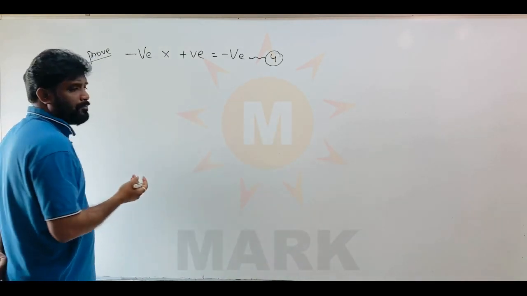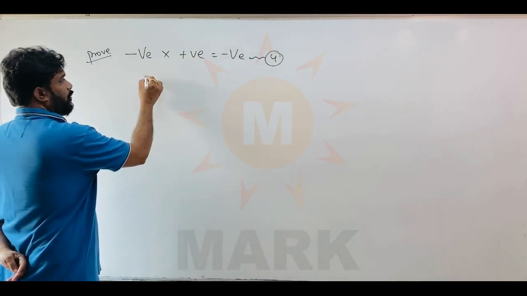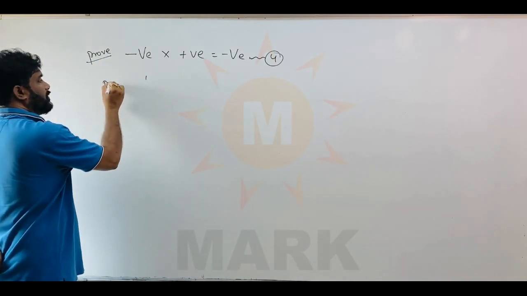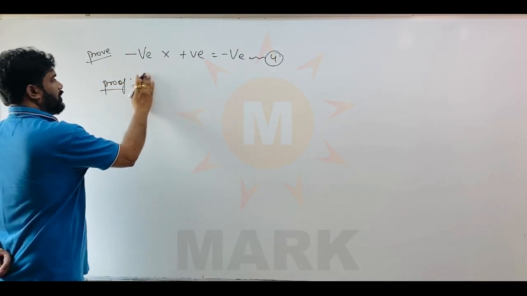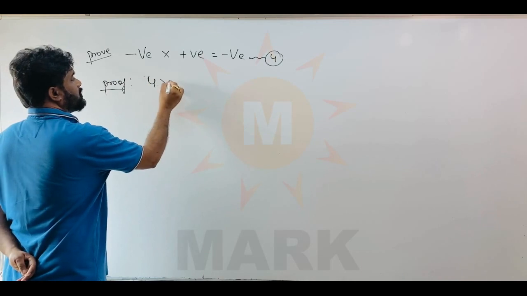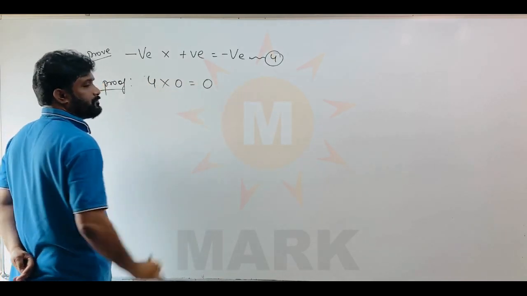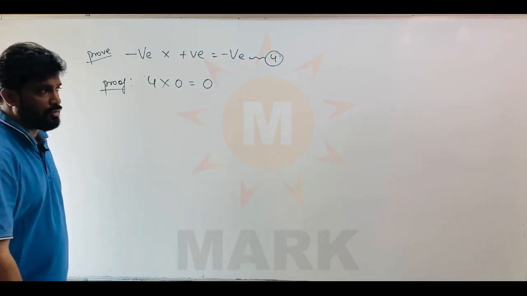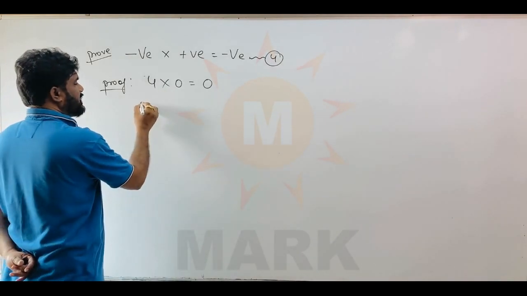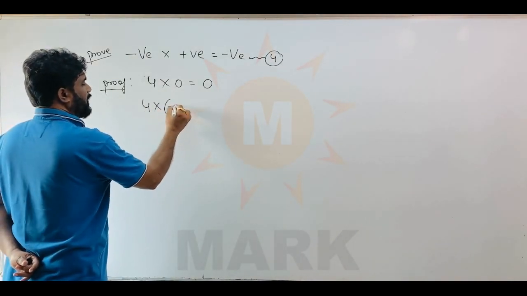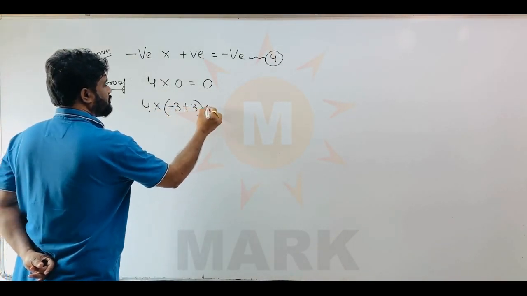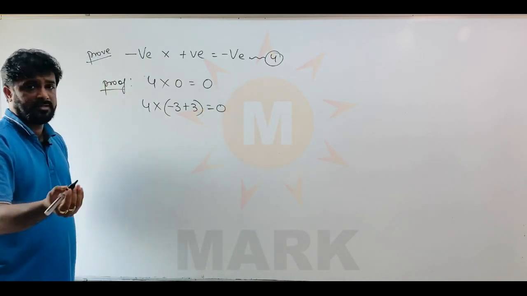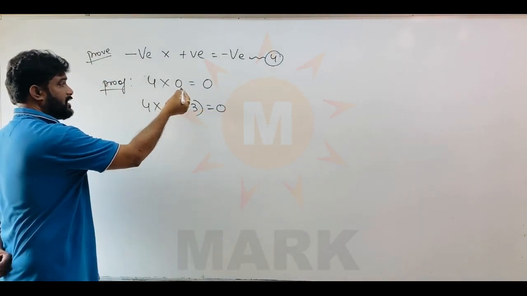This is very simple. Let us go something like this. 4 into 0. This is the proof. Let us suppose 4 into 0 will obviously give 0, right? Because any number into 0 is equal to 0. Already we know. So I can write 0 as 4 into minus 3 plus 3. Yes, minus 3 plus 3 is nothing but 0.